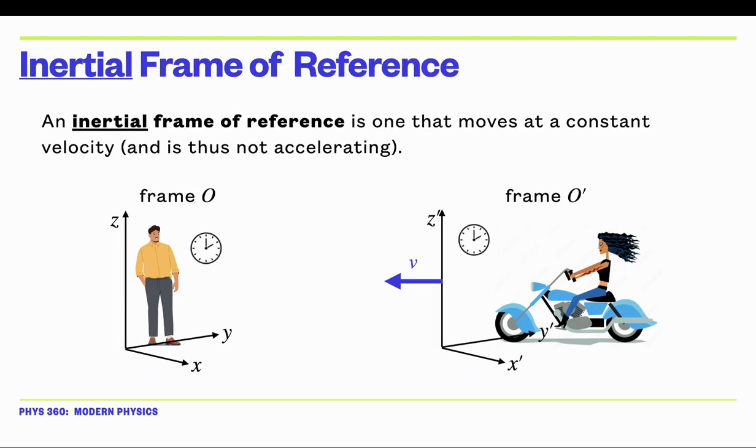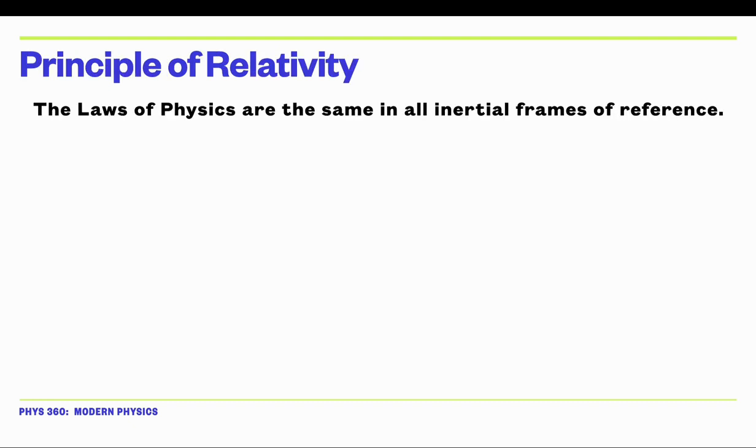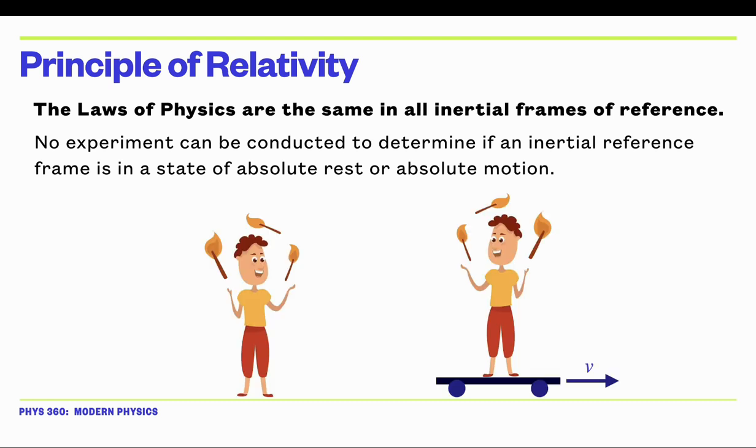An inertial frame of reference is a frame that moves with a constant velocity and is not accelerating. So both of these frames could be inertial frames as long as any velocity that the coordinate system has is moving in a straight line at a constant speed. As we saw in the previous lecture, Galileo proposed the principle of relativity that says that the laws of physics are the same in all inertial frames of reference. So in other words, no experiment can be conducted to determine if an inertial reference frame is in a state of absolute rest or motion.